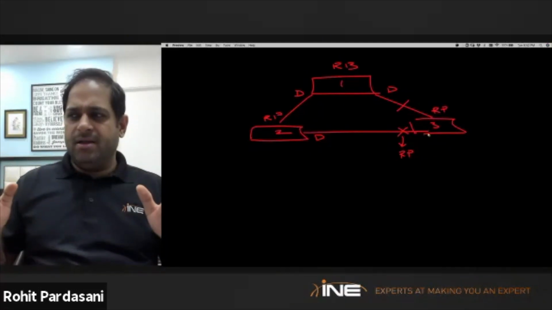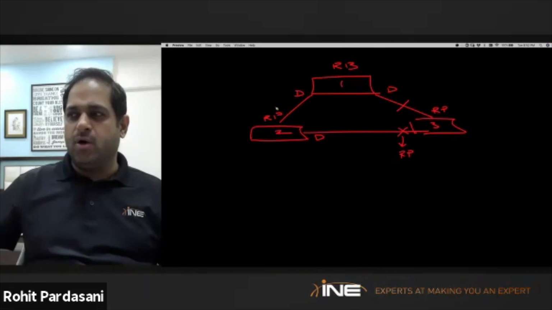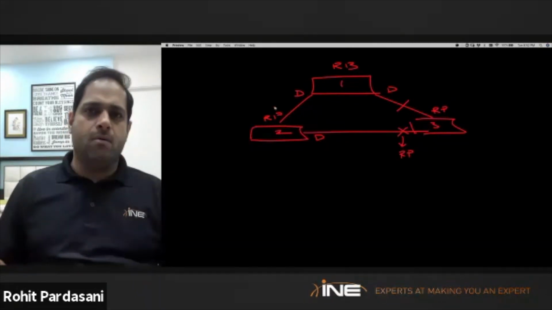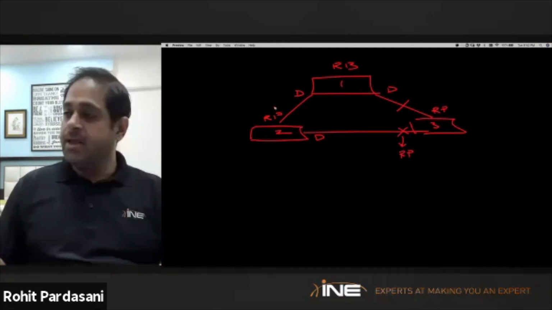Now, did any other switch, like for example, switch 1 or switch 2, need to change any port states? No, only switch 3 had to change its port state, right? It was a direct failure for switch 3. Uplink fast works.